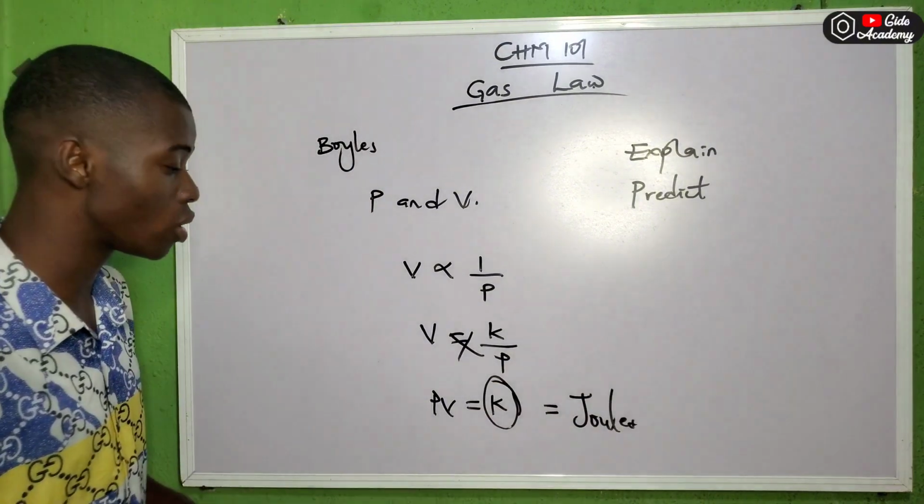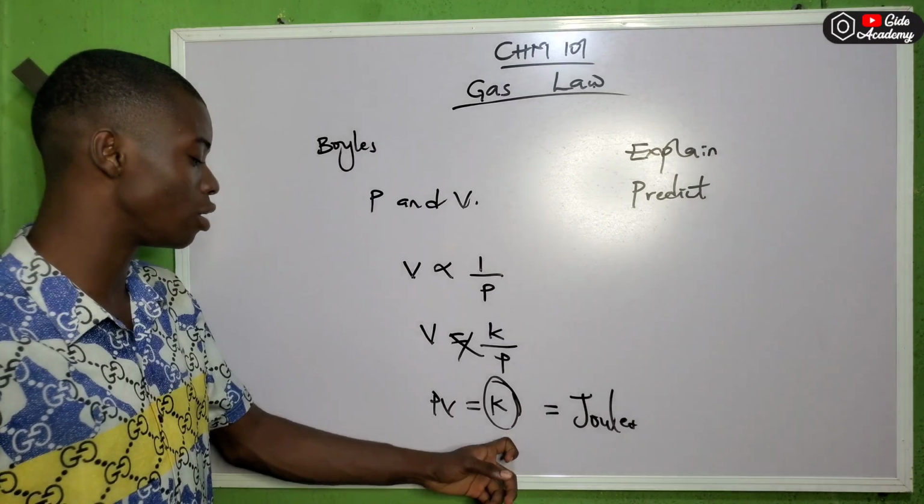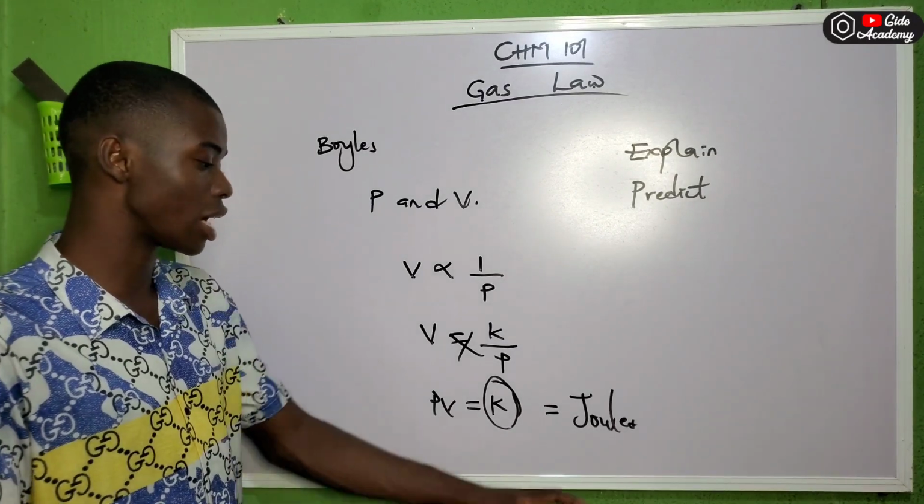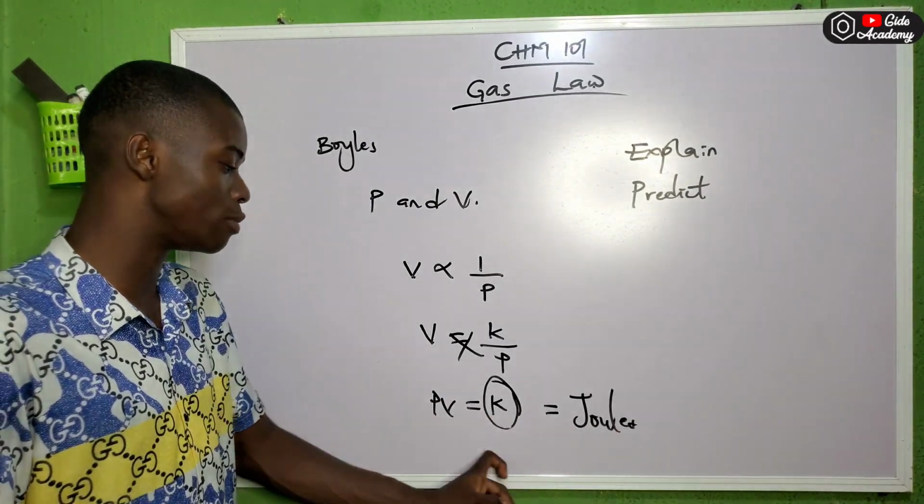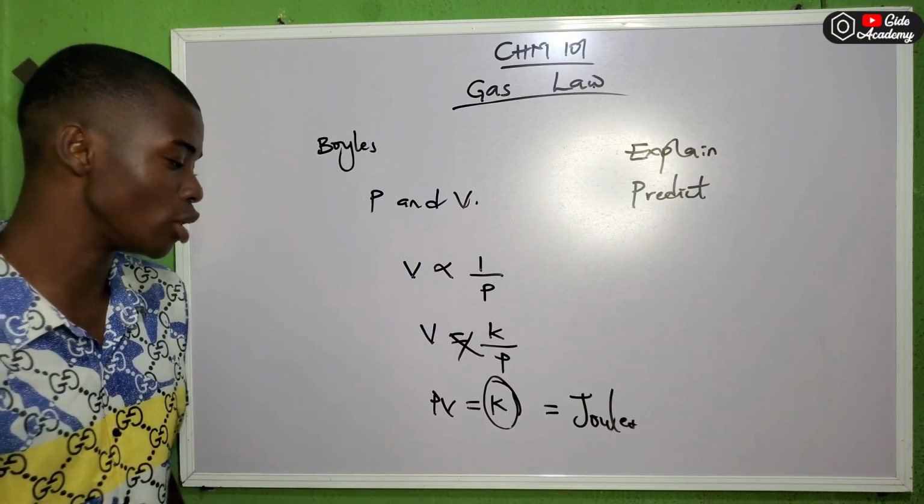The unit of the value of K here is joules. This is another examination question. What is the unit of K for Boyle's law? The answer is joule. So PV in Boyle's law is measured in joules.